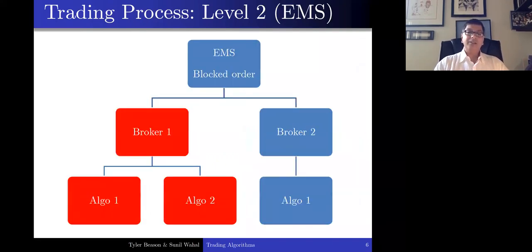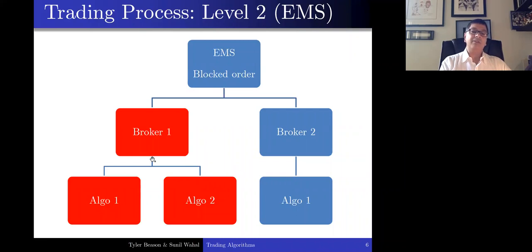The EMS typically takes that blocked order and then sends it out to brokers. The red is where our data are going to be focused. The blocked order that's sent to a broker is typically sent to one broker, not 2. So if you're trading Microsoft, you're going to send it here, not here. And the reason for that is because you don't want to be competing against yourself in the marketplace. That broker is then going to submit that order flow to markets via one or more algos.